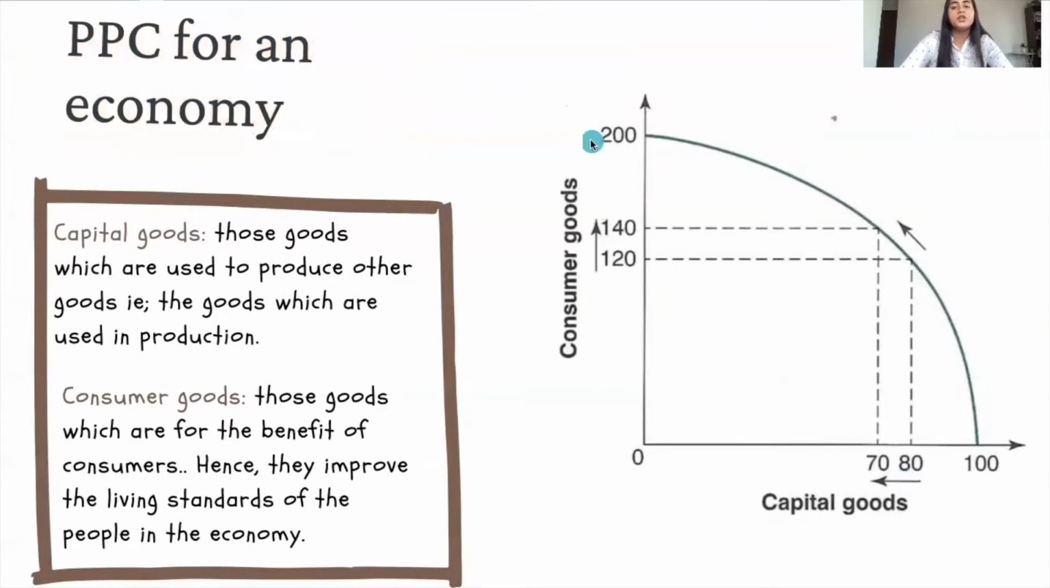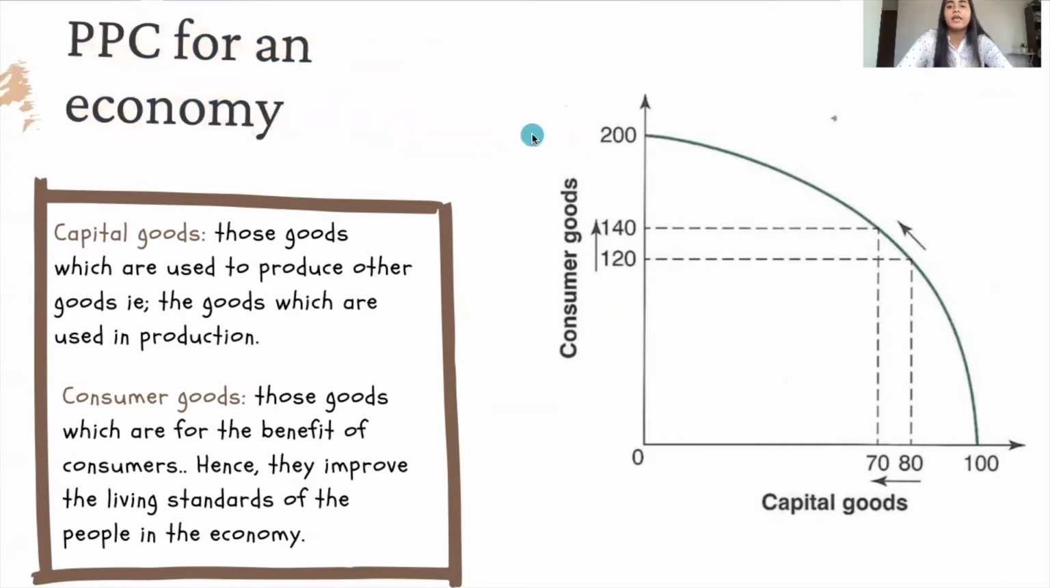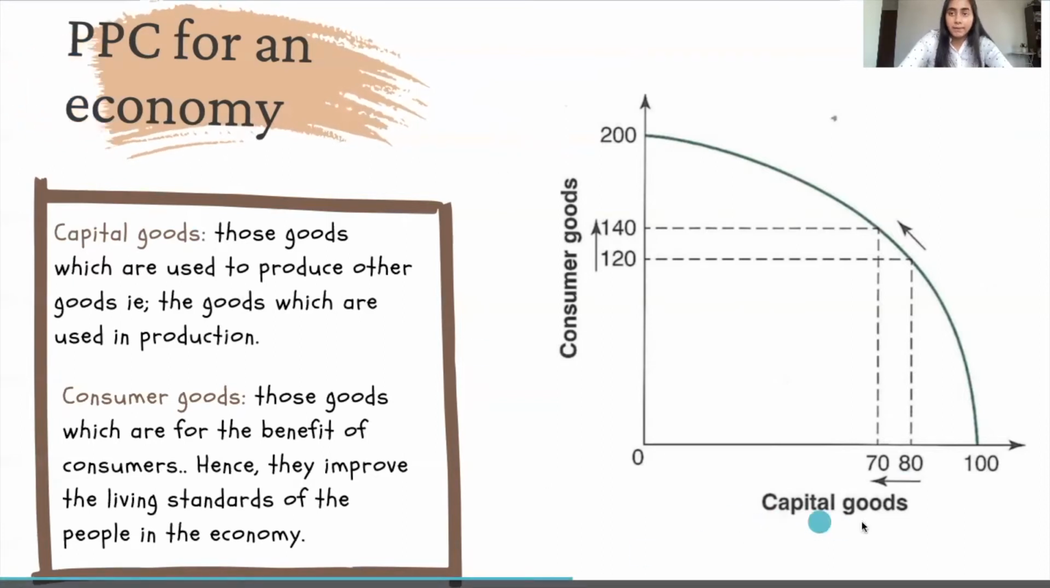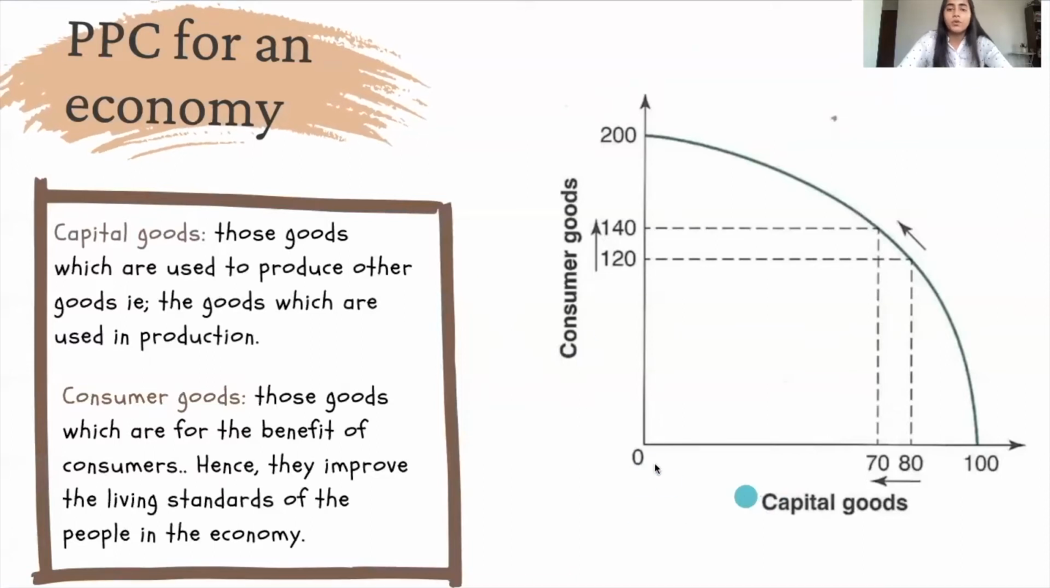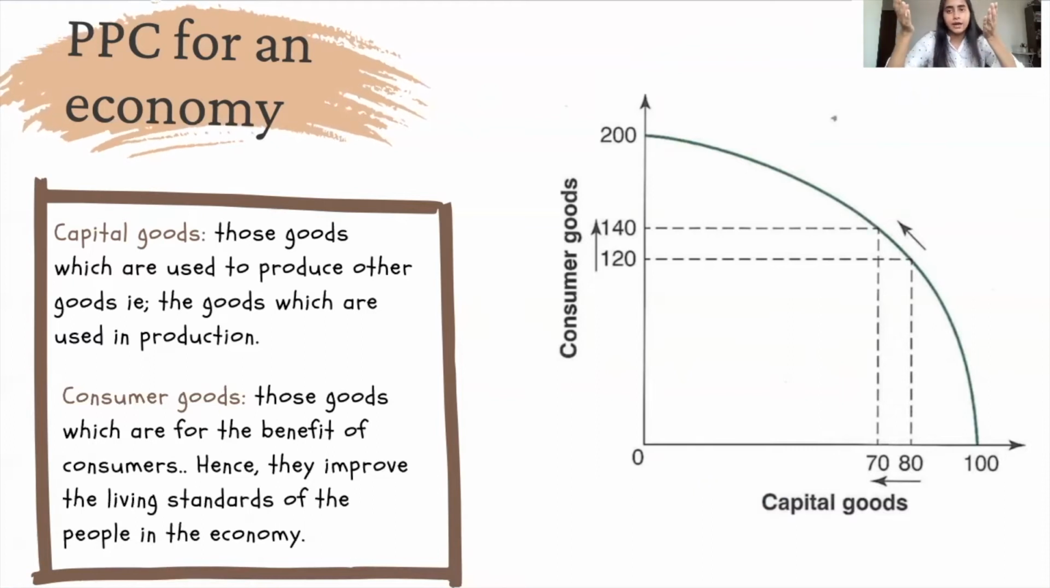PPC is not only useful for firms, it is useful for the economy as well, because it shows what type of goods or services an economy is mostly producing. So a PPC for an economy has axes which are capital goods and consumer goods. It doesn't matter where you label the capital or consumer goods, but you always need to have capital goods and consumer goods when the exam paper or anyone asks you to draw a PPC for an economy.